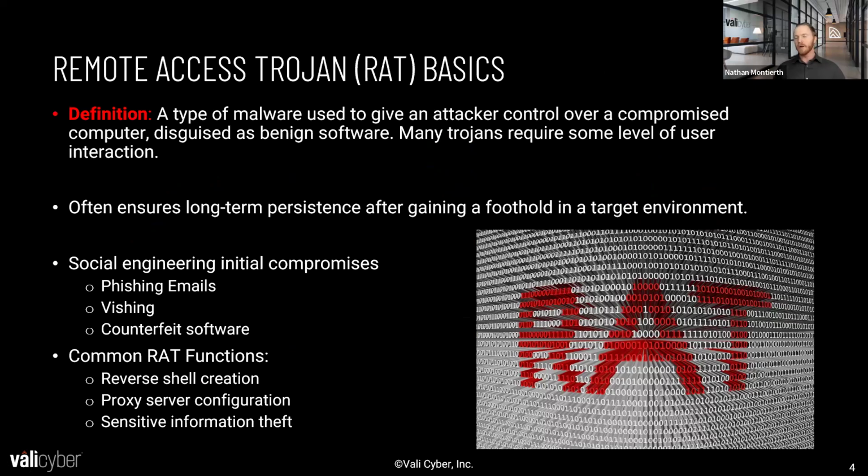But what we're here today to talk about is remote access Trojans specifically, and how they pertain to hypervisors. For those who are not familiar, remote access Trojans, or RATs, I've given a definition here on the slide. It's a type of malware that's used to gain remote access to a system. And usually, hence the Trojan part of the name, these are disguised as something else.